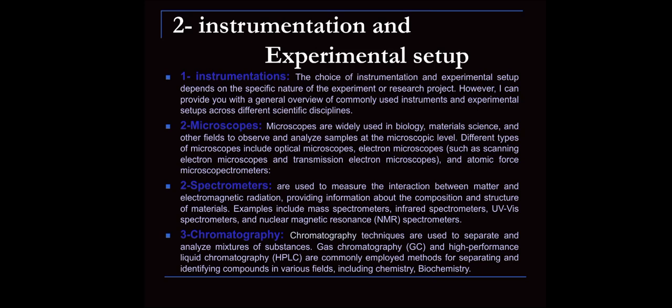Second one, spectrometers. Spectrometers are used to measure the interaction between matter and electromagnetic radiation, providing information about the composition and structure of materials. Examples include mass spectrometers, infrared spectrometers, UV visible spectrometers, and nuclear magnetic resonance spectrometers.